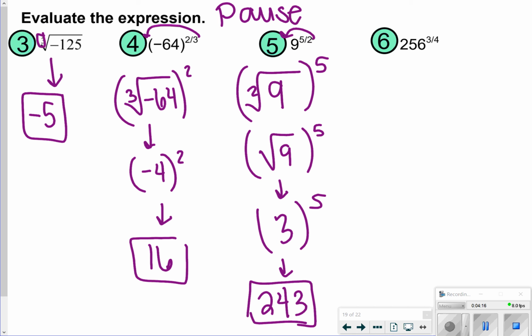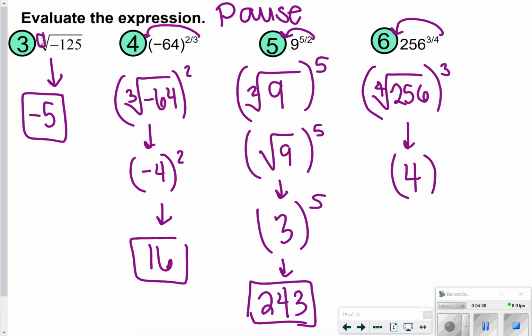The last one, number 6, to rewrite it, we're going to scoot that 4 to the front. So we'll have the 4th root of 256, all to the 3rd power. We're finding what can be multiplied by itself 4 times to get 256, and that is going to give us 4, and then 4 to the 3rd power is equal to 64.